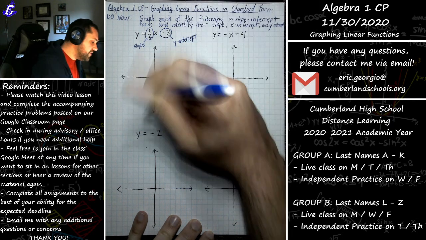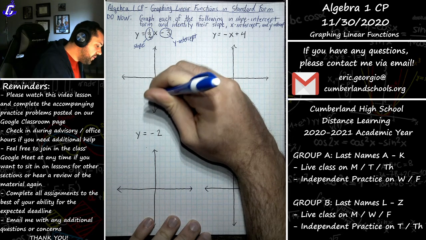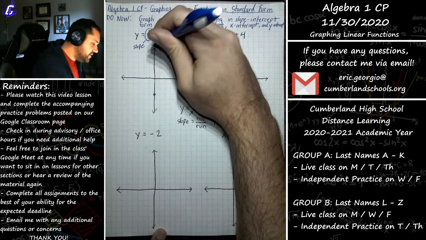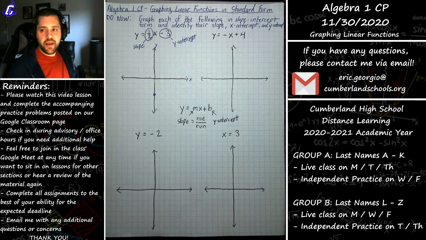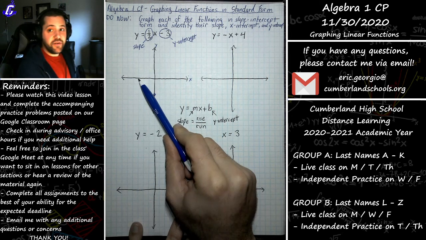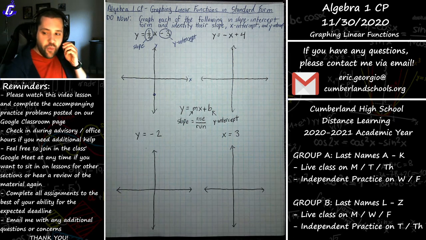So I would go ahead and start at my y-intercept of -3 on the y-axis. Keep in mind that this is the x-axis, this is the y-axis, right? And a common student mistake is to start at -3 on the x-axis. Please don't do that. We start at -3 on the y-axis.